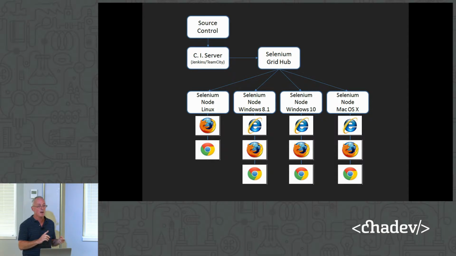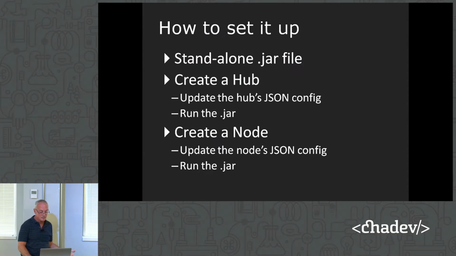And it's going to say, okay, what operating system do you need? What browser do you need? Do I have one available? And then it's going to send that job to that node. And as you can see, depending on your operating system will depend on the number of browsers, the type of browser that you can execute from.